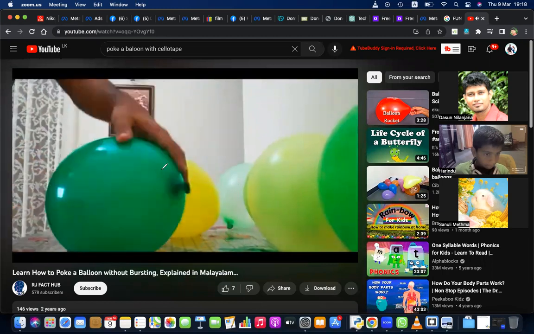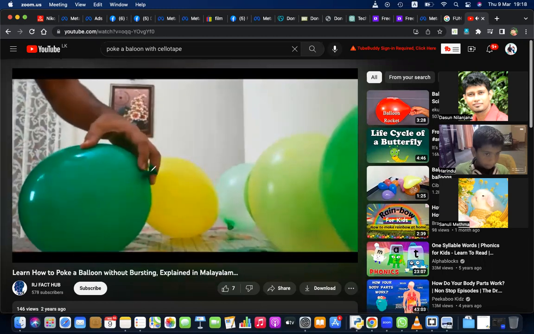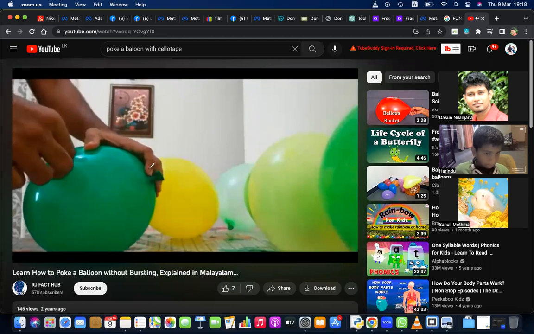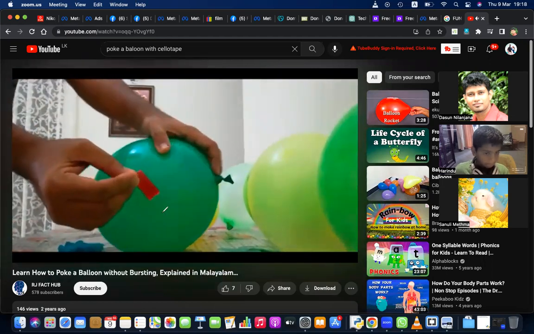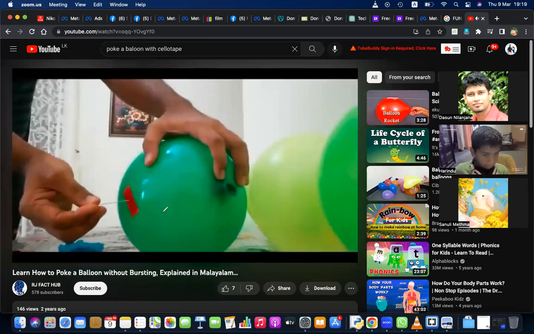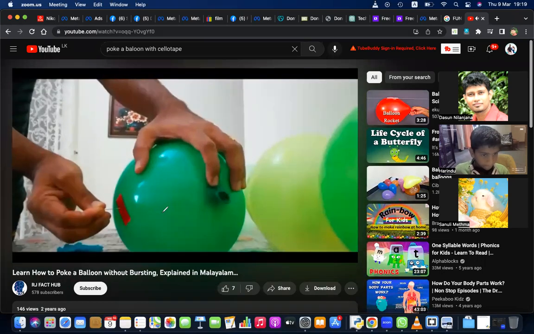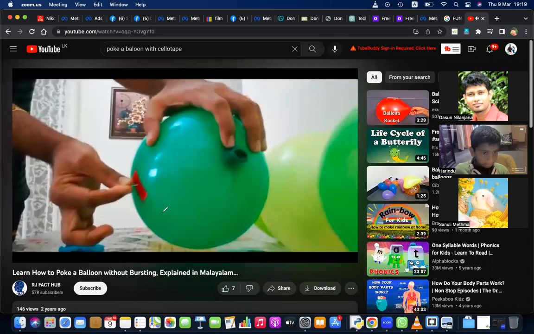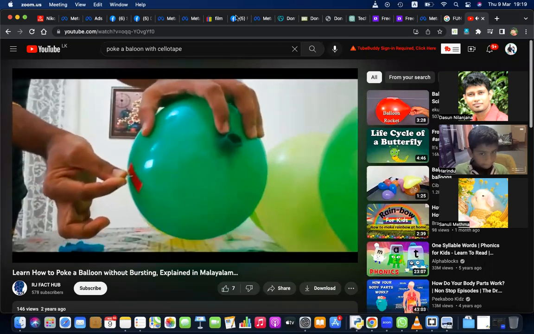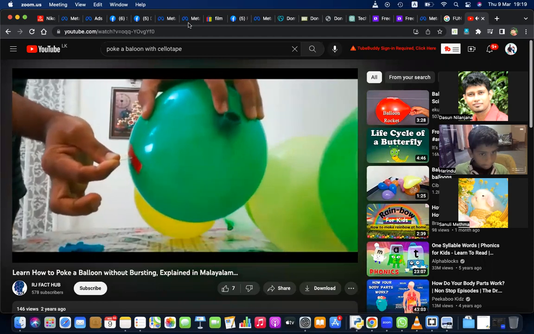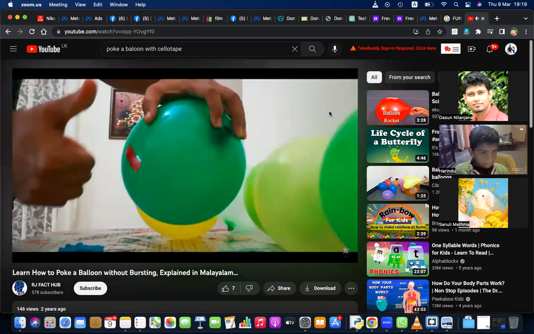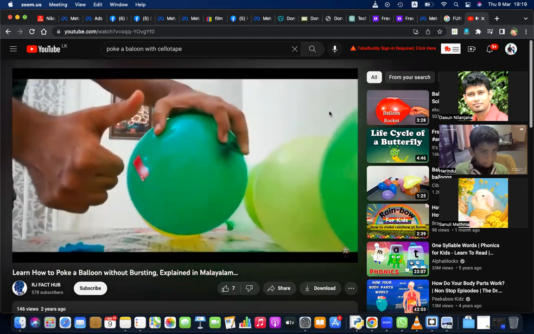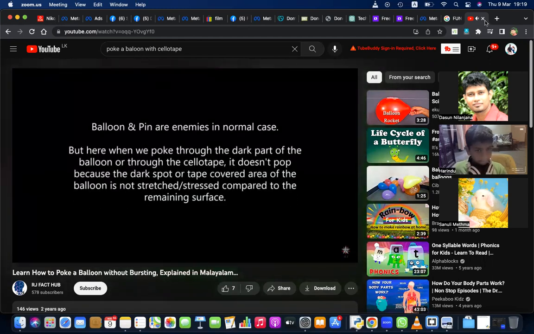This is another one. If you poke from that dark side, then it won't blast. And another way is you can put a tape and poke it. Then also it won't blast. So you have to use one of these methods, right? Either use the dark side to poke the balloon, or tape the balloon and poke it. Okay, these are the methods of poking a balloon without blasting.